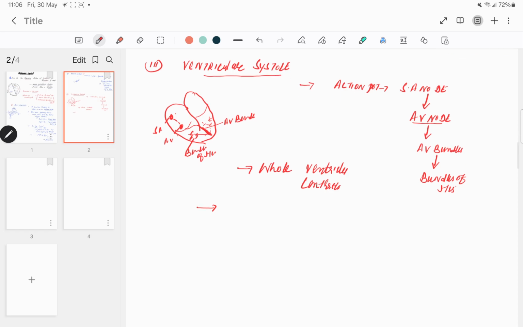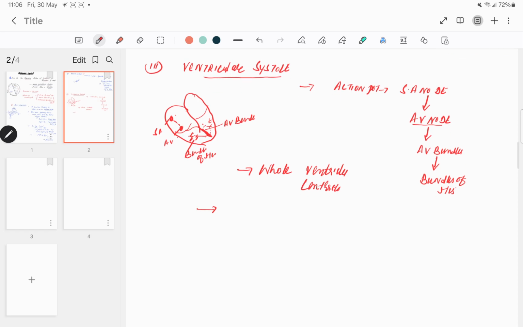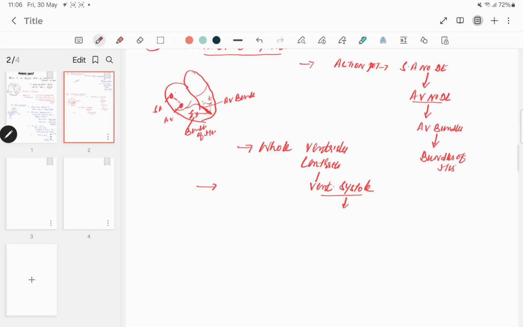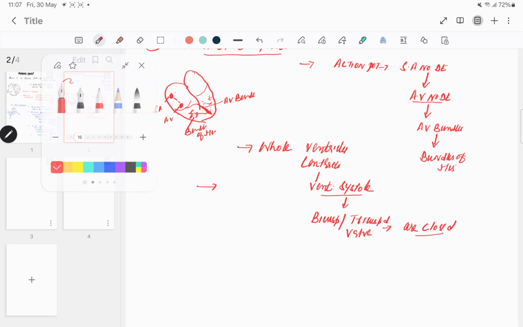Now, as the ventricles contract, ventricular pressure is more. This is known as ventricular systole. Due to the contraction of ventricles, the bicuspid and tricuspid valves are closed.